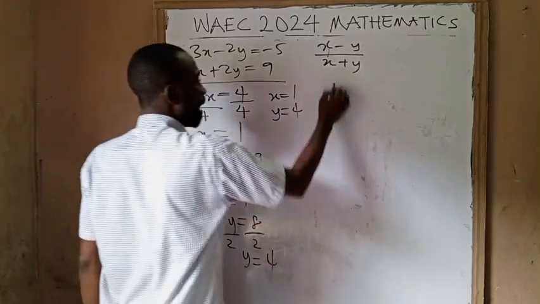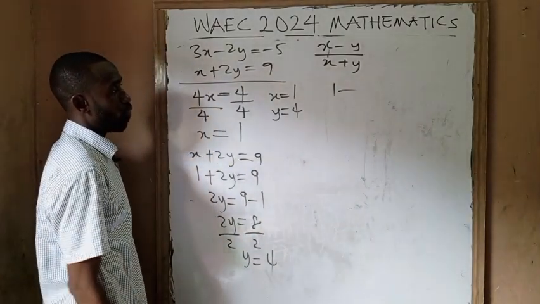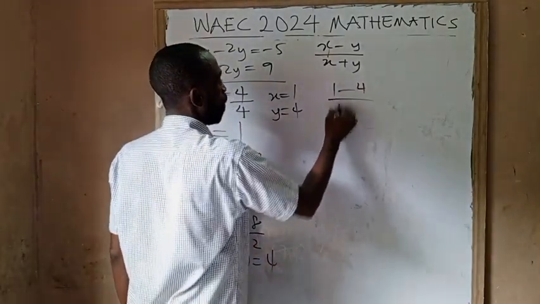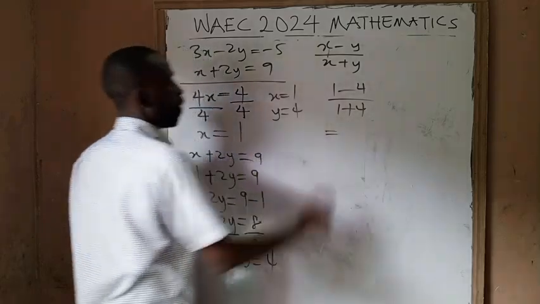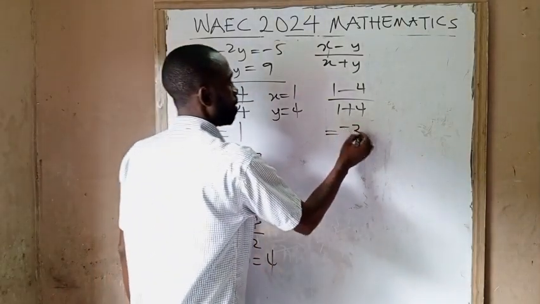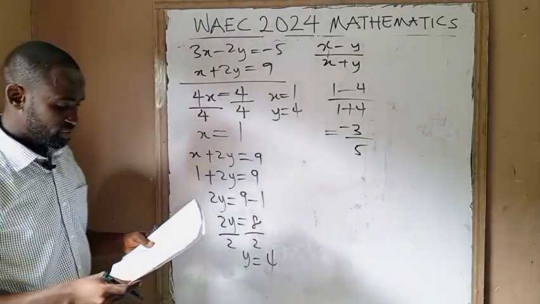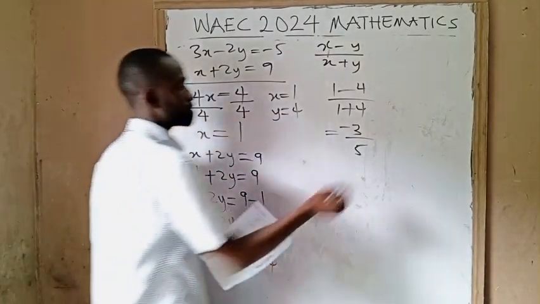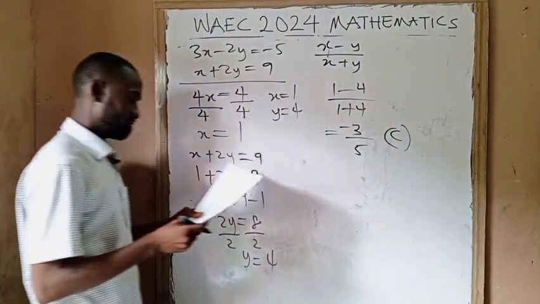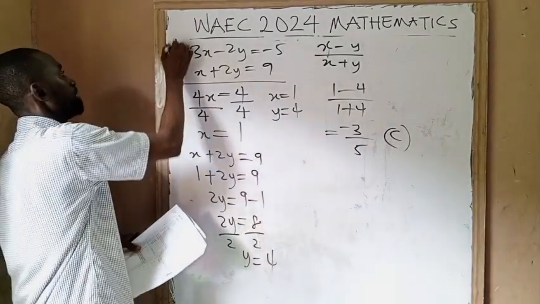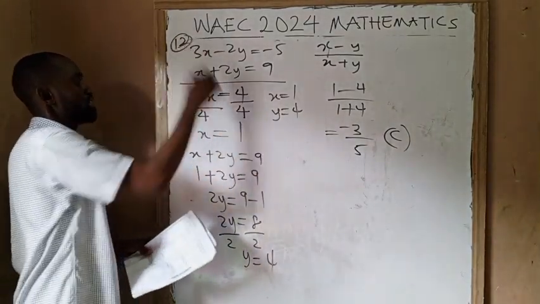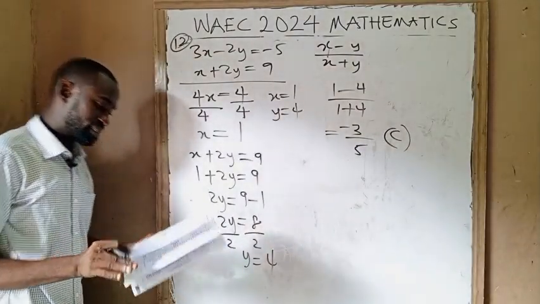So that would be 1 minus 4 all over 1 plus 4. What is 1 minus 4? That is minus 3, all over 1 plus 4, which is 5. So the correct answer to that is minus 3 all over 5, which is option C. Question number 12 is option C. So let us go to question number 13.